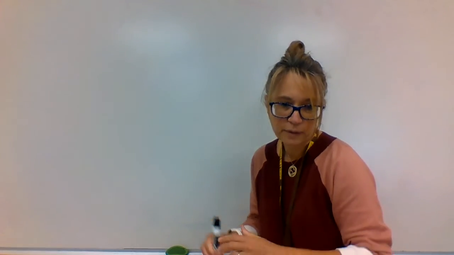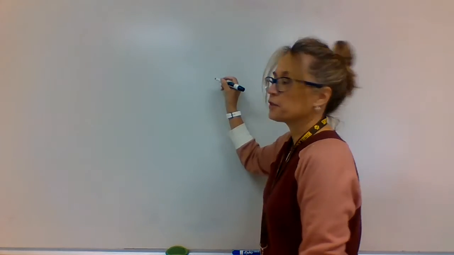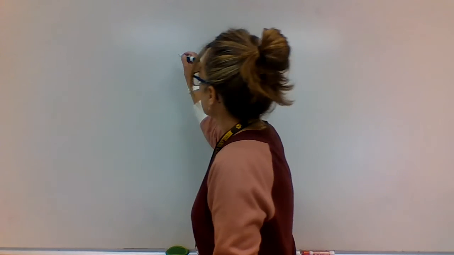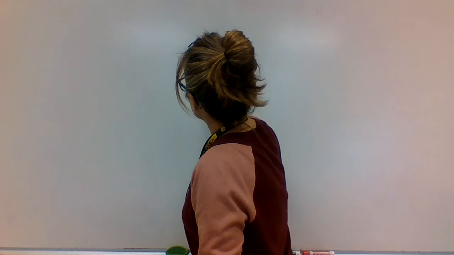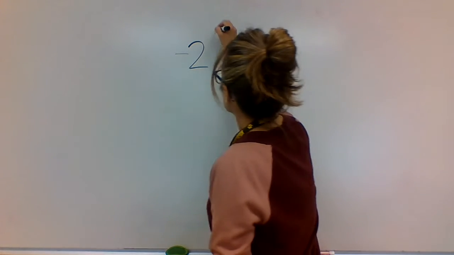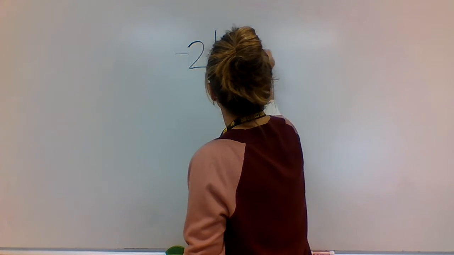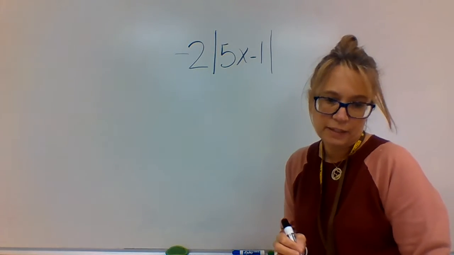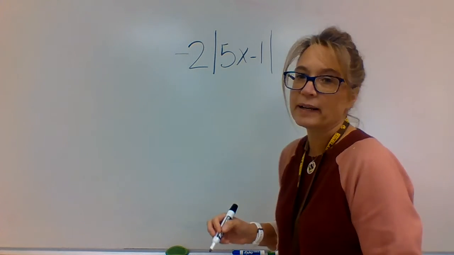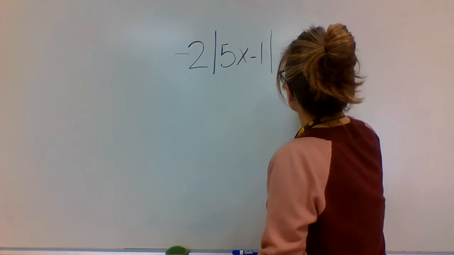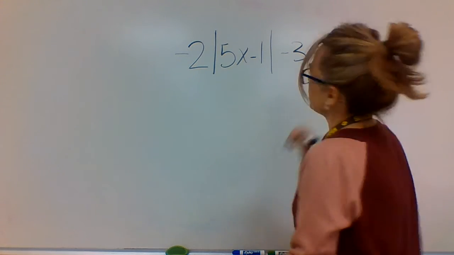Okay, so let me write down the first problem that we're going to try. And I've got my little notes here. So the first one that we're going to do, and hopefully you can see this okay. I'm going to try to write it dark enough so you guys can see. Got -2, and then the absolute value of 5x minus 1 minus 3 equals -11.